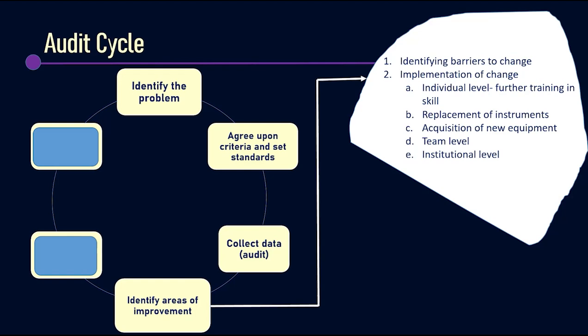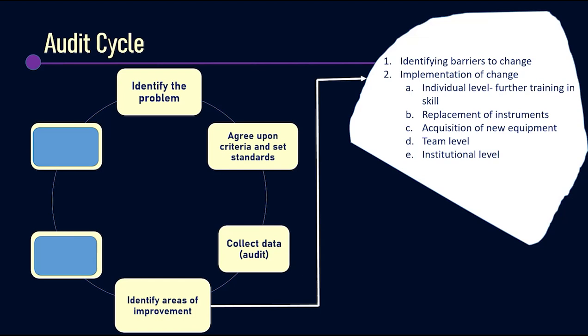If your instruments are worn out and you get more complications, then you need to replace the instruments, or you acquire new instruments. And at the team level also, if there is a lack of teamwork or team spirit, then you can have more complications. Or it can be from the institution level, where hospital policy or the hospital's cooperation regarding many things can be instituted.